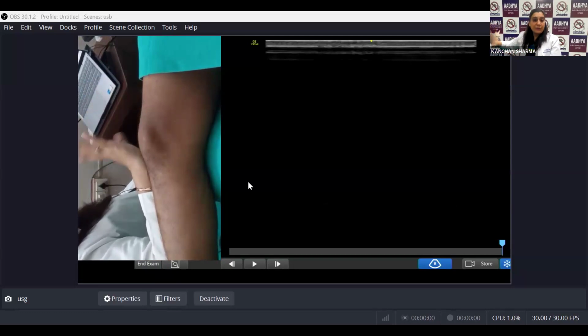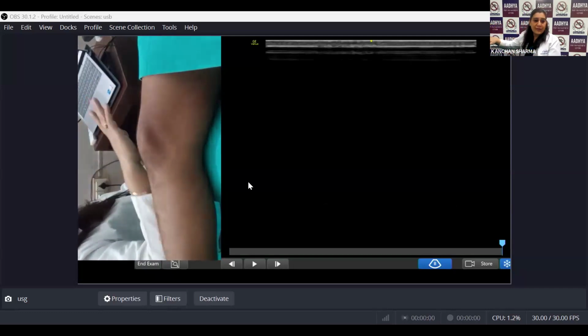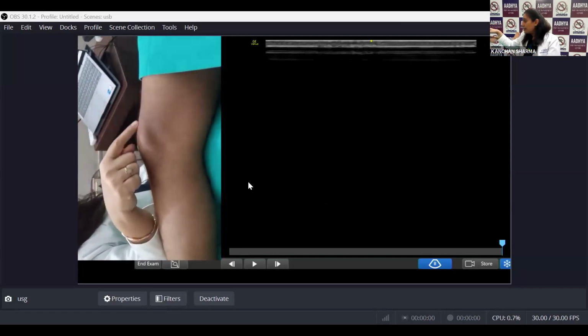Fine. Now, before going into the demonstration, remember the palpatory landmarks which I always show in all my classes, that this is the patella.